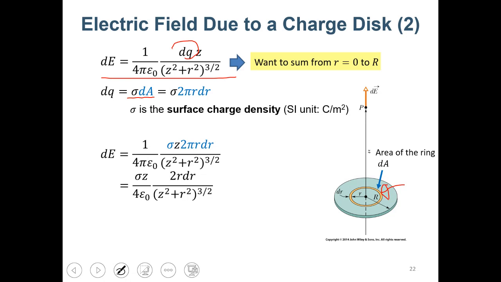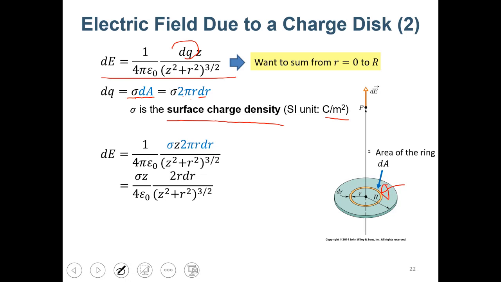You try to cut it out, and as the dr is infinitely small, you can estimate the area of this ring to be 2 pi r, which is the length of this ring, times the height. The height is dr. So dA would be 2 pi r times dr. And sigma is the surface charge density. Just now it was line charge density, now it is surface charge density. So the SI unit is C over m squared.